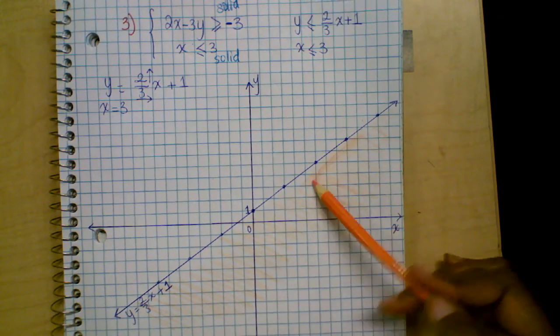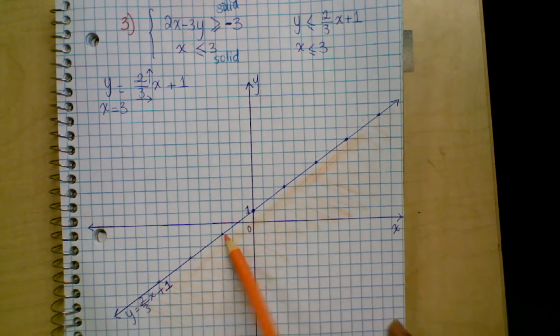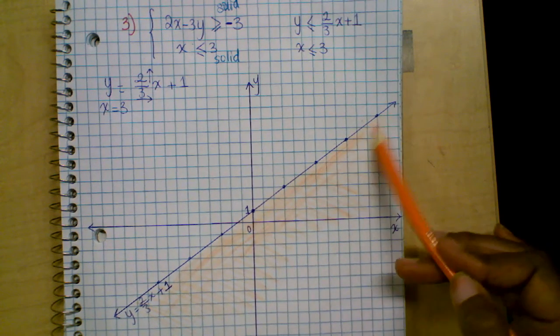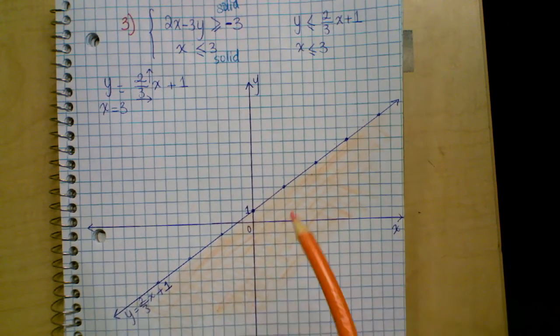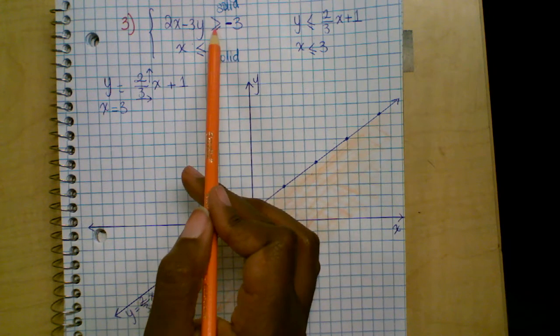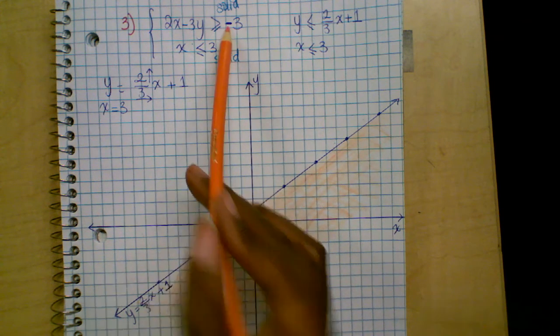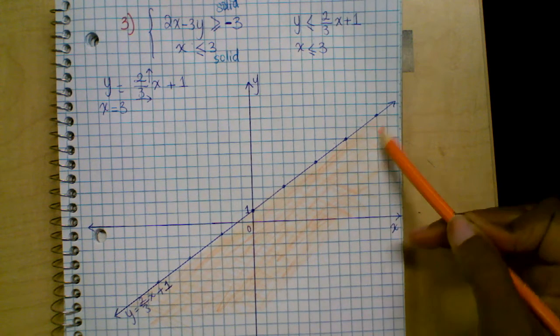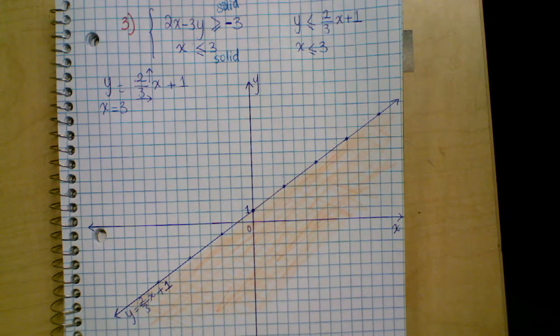I hope you're doing the same thing. Earlier I did it wrong. I read it as 0 is greater than or equal to positive 3. So make sure you have a negative 3 there. Okay, so I colored the solution area for the first inequality. Let's move on to the second one.